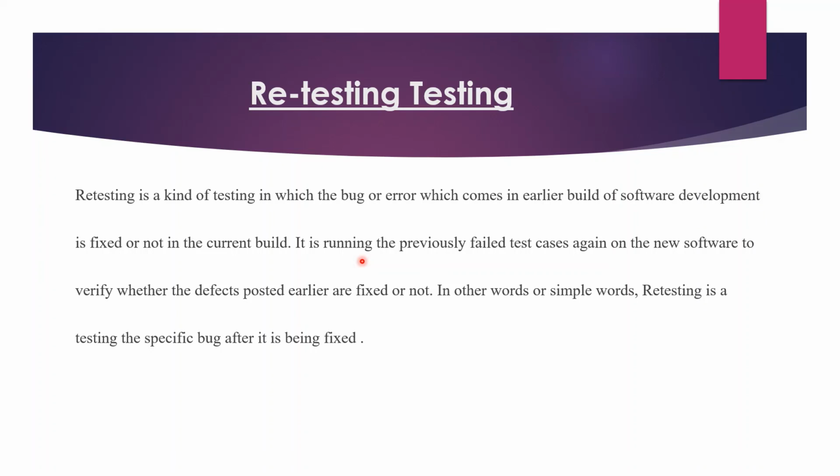If it is running properly as per their requirements, then it passes the test cases, and then the deployment of the application is done. While if it does not pass the test cases, then the bug is opened again by the QA team, and it is fixed by the developers, and again it is tested to check whether the defect or bug is fixed or not. In simple words, retesting is testing the specific bug after it has been fixed.